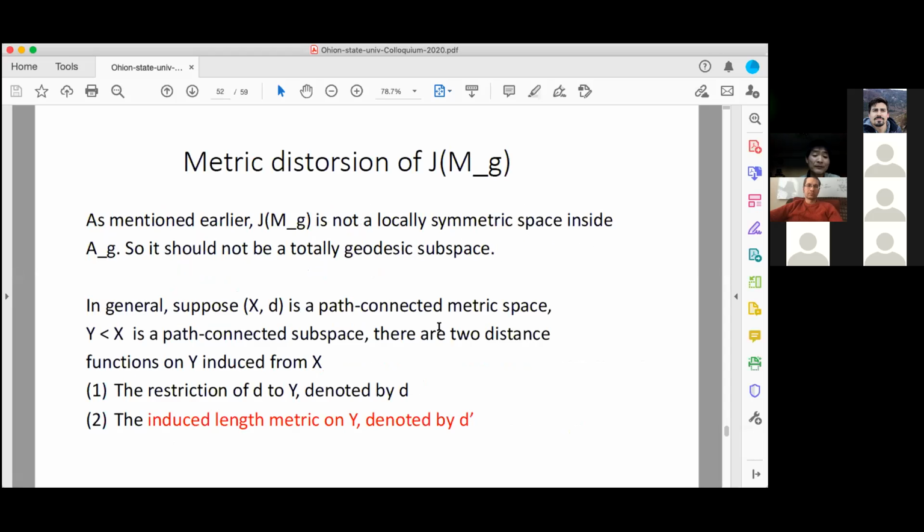Let me go to the next problem. Now, as mentioned earlier, J(M_g) is not a locally symmetric space inside A_g. So this should not be a totally geodesic subspace. So it should not be like a locally symmetric space. Now, in general, suppose (X, d) is a path-connected metric space, and Y is a path-connected subspace. Then we have two induced metrics on Y. One is just the restriction of d to Y, which I still denote by d. Another is the induced length metric on Y, which I denote by d prime.